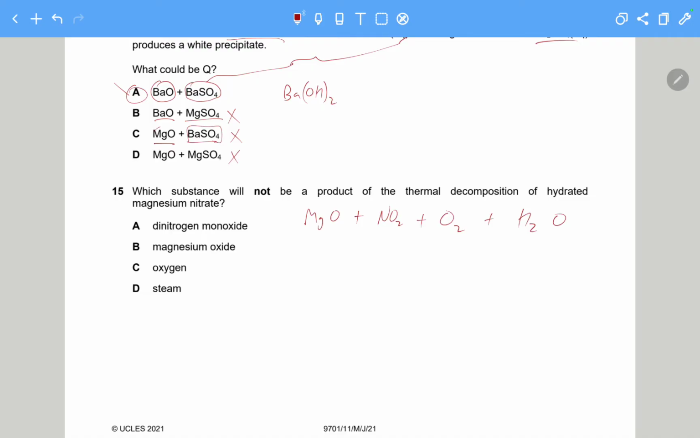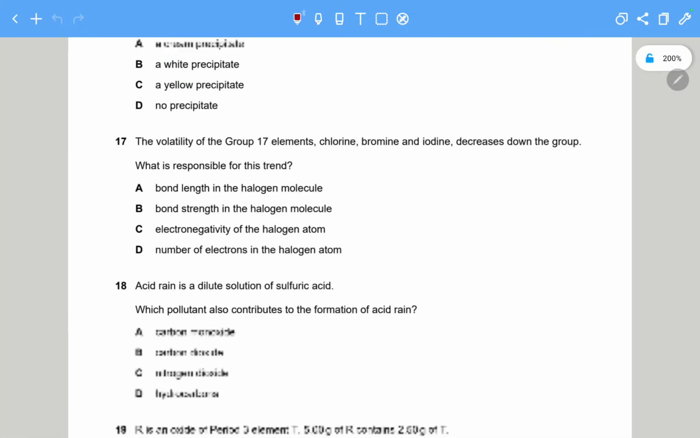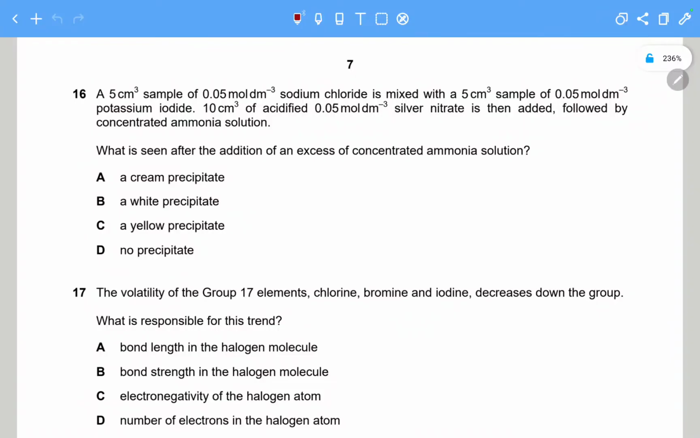So the question asks for something that will not be formed, and we know that dinitrogen monoxide is probably the answer because we do not see this anywhere here. Magnesium oxide, it does form. Oxygen gas, it does form. Steam, it does form. Dinitrogen monoxide, which is N2O, different from NO2, will not form, and therefore the correct answer is A.